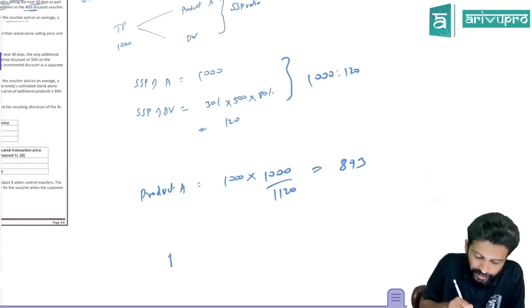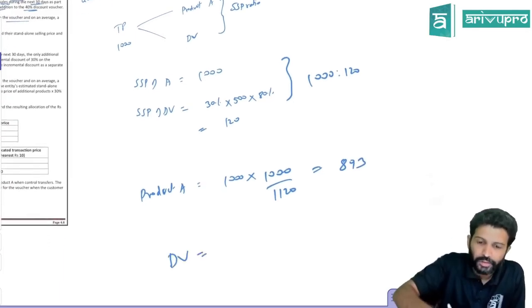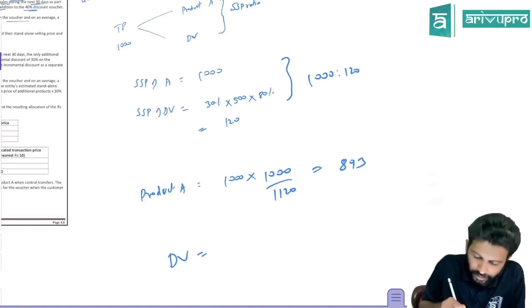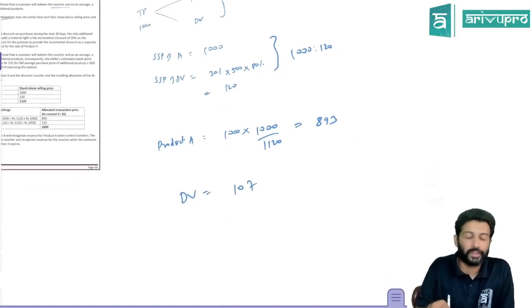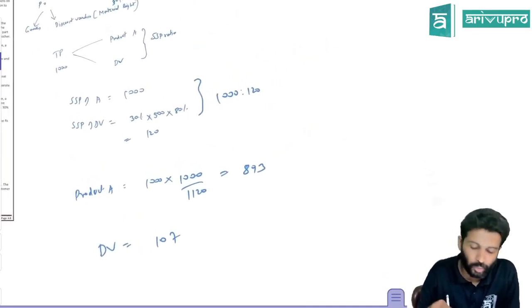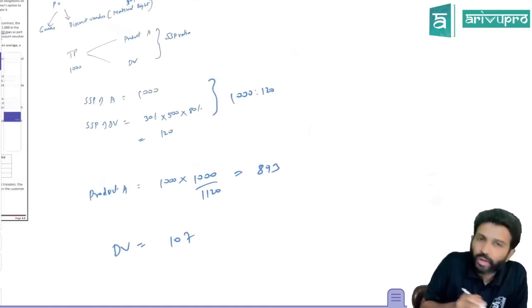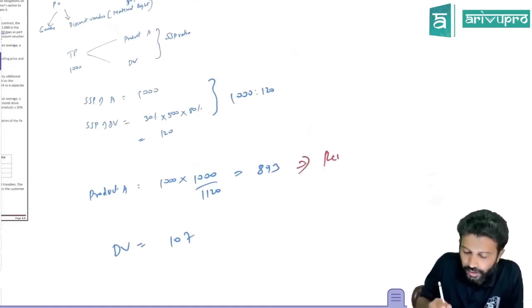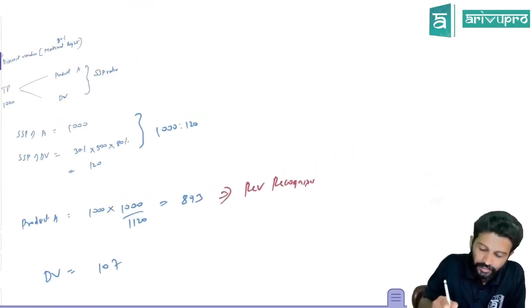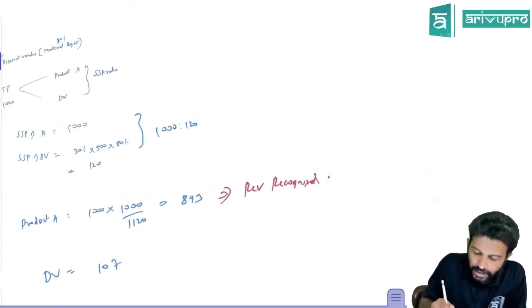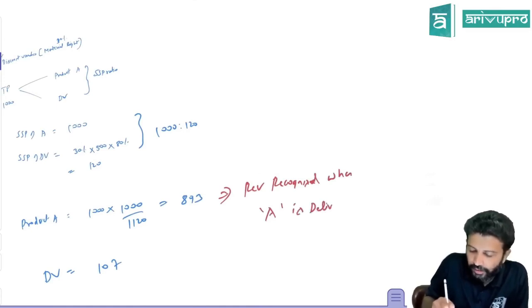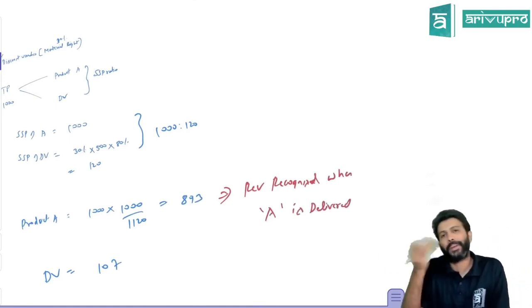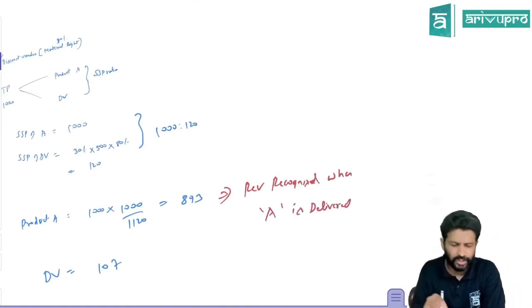I'm rounding it off. That means against the discount voucher, how much will you allocate? 1000 minus 893, we'll get 107. So 107 will be allocated against the discount voucher. Since product A is already delivered, you can recognize revenue immediately. Revenue is recognized when a product is delivered, and if it is already delivered, you can recognize revenue immediately.